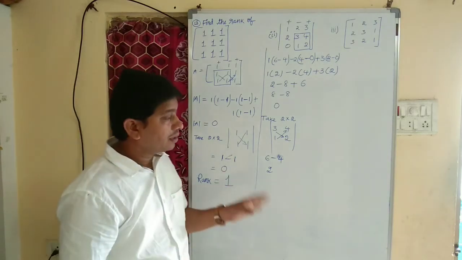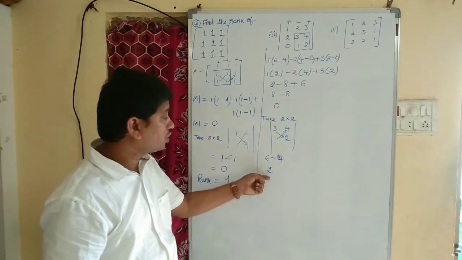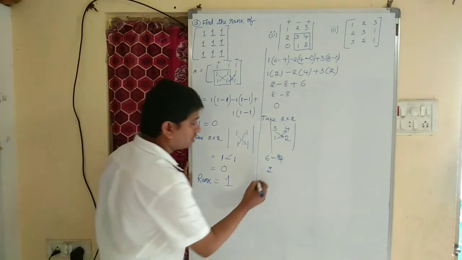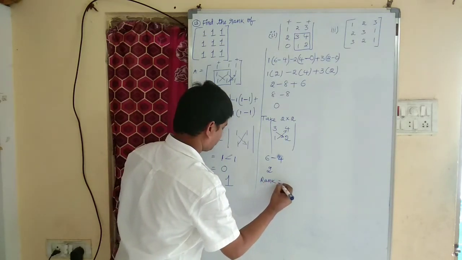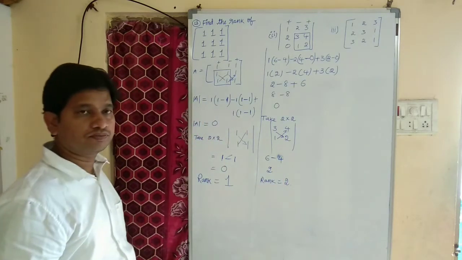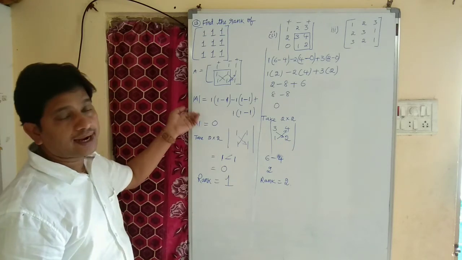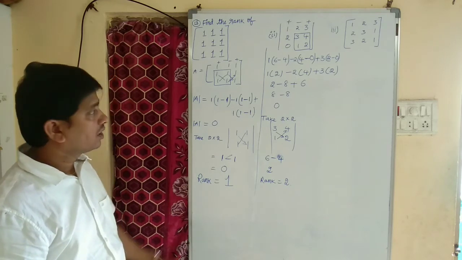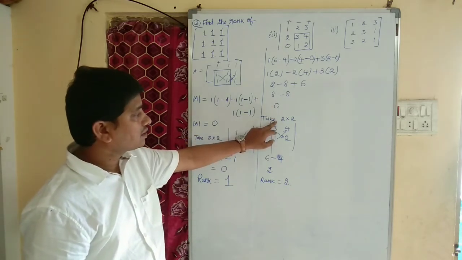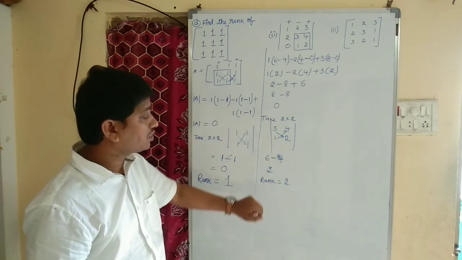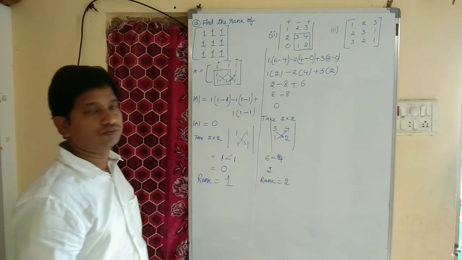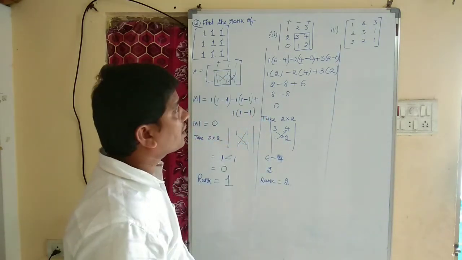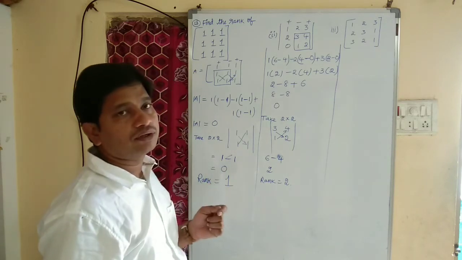See here, the determinant of the 2 by 2 matrix we got is 2, which is not equal to 0. If the determinant of a submatrix is not equal to 0, then the rank of the matrix is equal to 2. If the determinant is 0 and the submatrix whose determinant is also 0, then rank equal to 1. If the determinant is 0 but the determinant of the submatrix is not equal to 0, then rank is equal to 2. Okay. Now coming to the third one, the given matrix is 1 2 3, 2 3 1, 3 2 1.